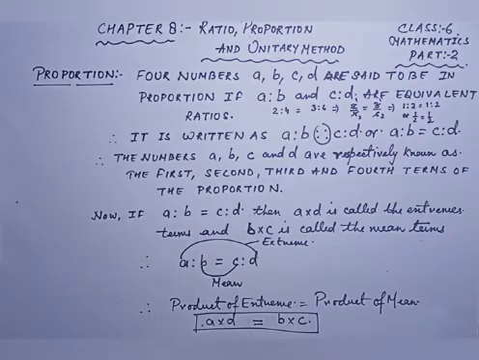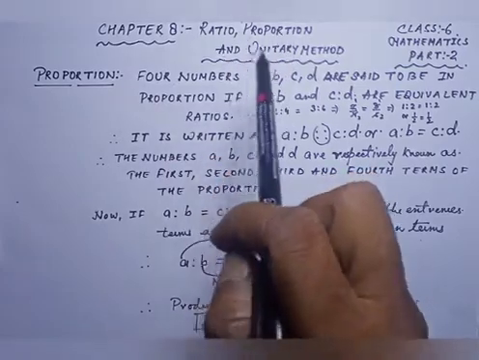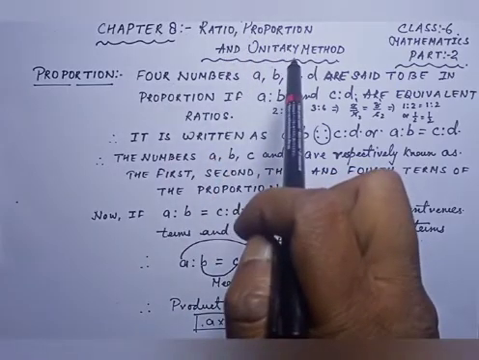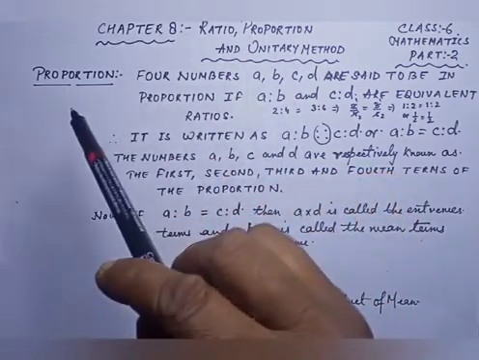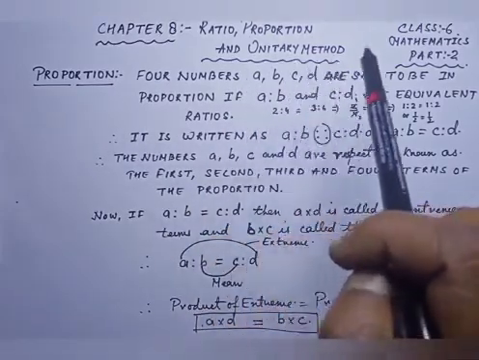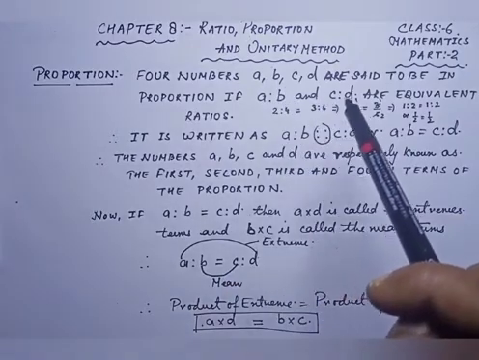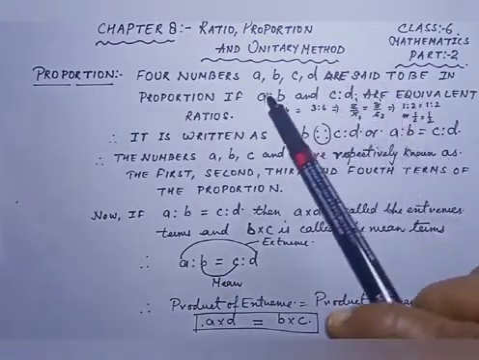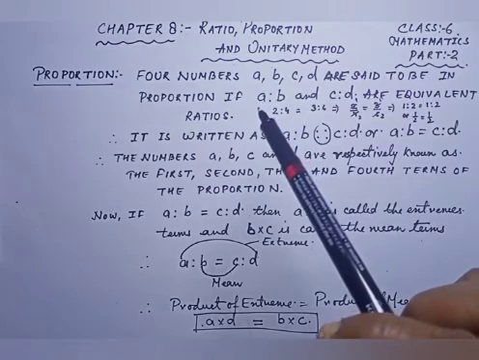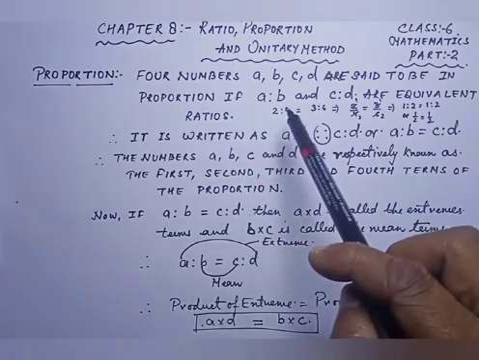Today we are going to continue with the same chapter, that is chapter 8, ratio, proportion and unitary method. So let us see what is proportion. Four numbers A, B, C and D are said to be in proportion if A is to B and C is to D are equivalent ratios. So what does it mean that it is an equivalent ratio? Let us see with the help of an example.